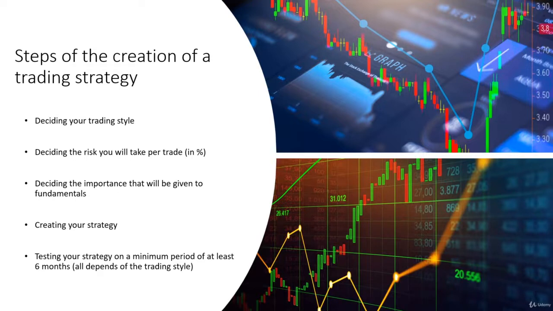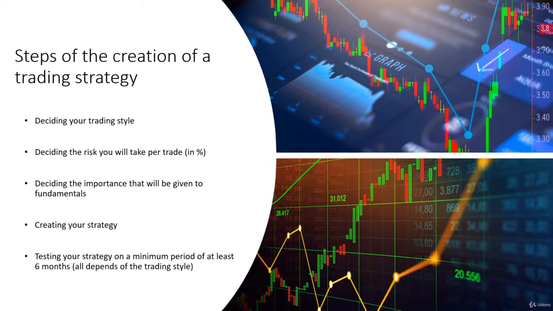Next thing, when you decided this, you decide the risk that you will take. Of course, it's going to be in percentage of your capital. So if you have $1,000, how much will you risk on this $1,000? Per trade, of course. We are talking about risk per trade, and you will keep this risk forever. Well, forever, for the beginning. Next thing, you want to decide the importance that you will give to fundamentals. So you decide how important fundamentals will be in your trading and if you will use them or not.